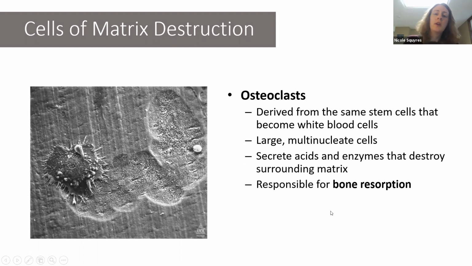Okay, so during remodeling, osteoclasts will come in and remove bone, and then osteoblasts will come in behind them and rebuild the bone, and then some of those osteoblasts that are left in place are going to turn into osteocytes.